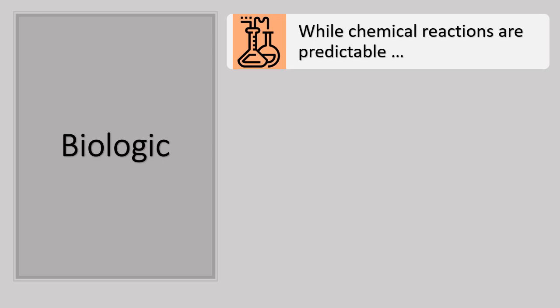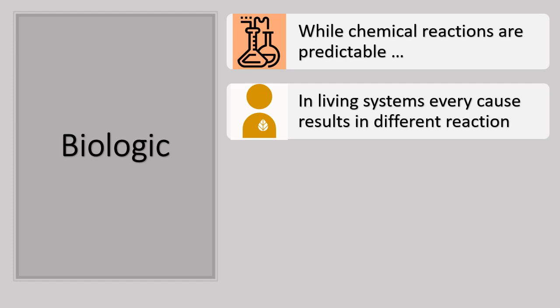us know we can reduce them to equations consisting of formulas of the constituents participating in the chemical reaction, we find in real life that even though biology is made up of chemical compounds, biological responses in a living being are much different. In a living system, every cause results in a different reaction.